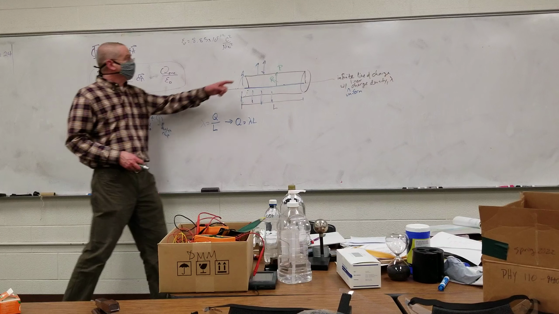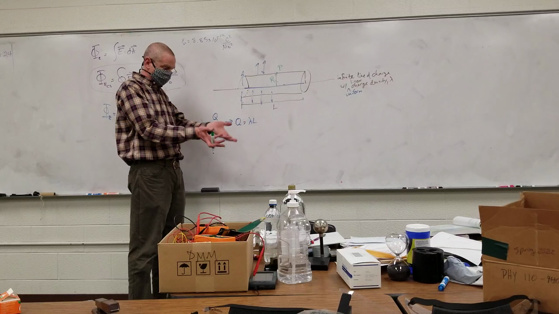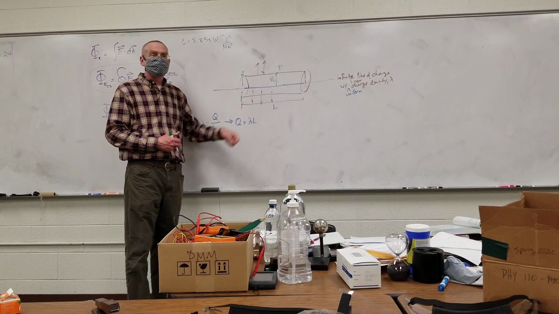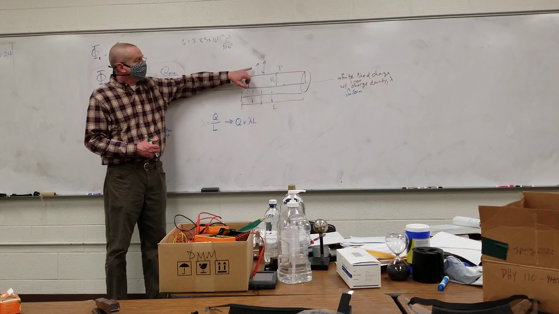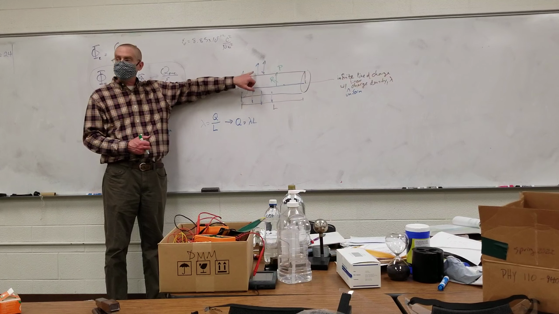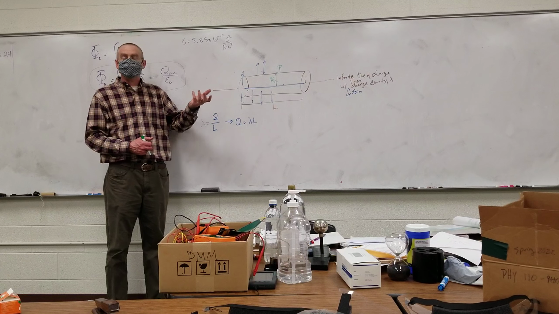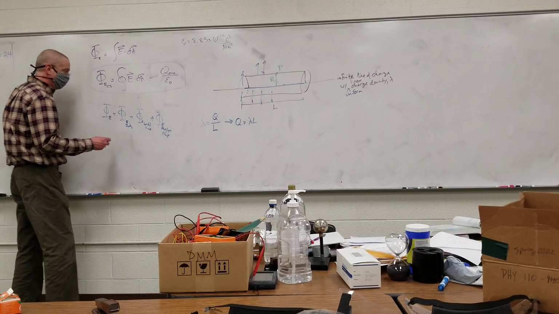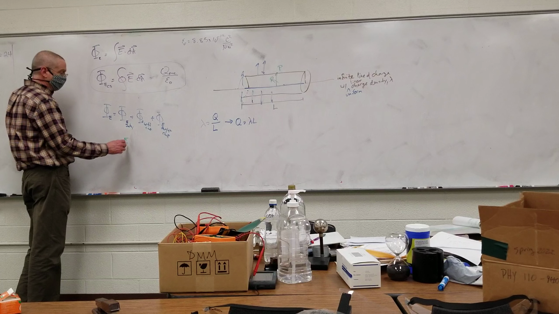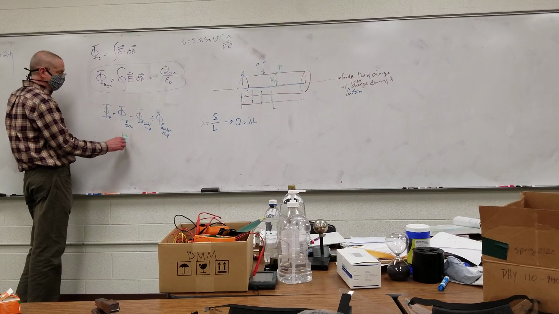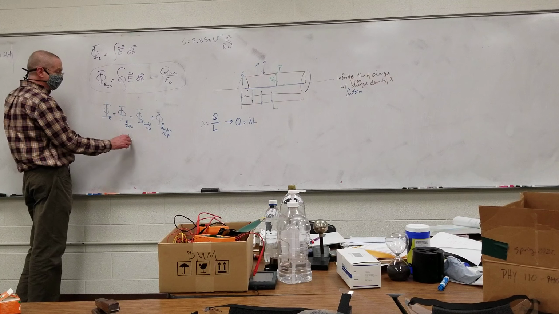Also, since it's a cylinder, the area vector is perpendicular to my surface. So I have an electric field perpendicular to the surface and my area vector perpendicular to the surface, and so my dot product is just E times A. This would just be the electric field strength times the area of the body.